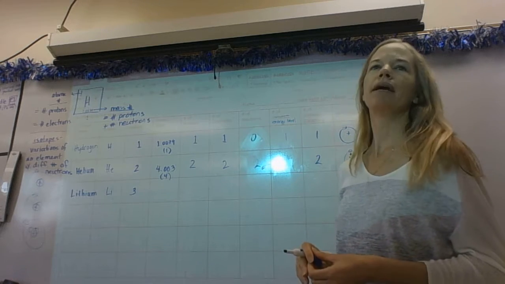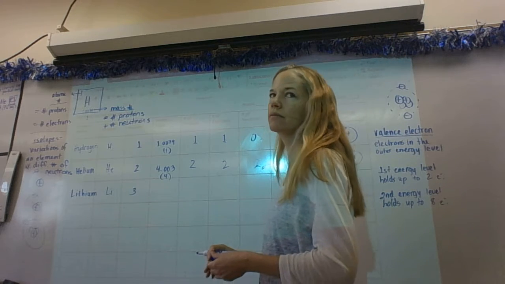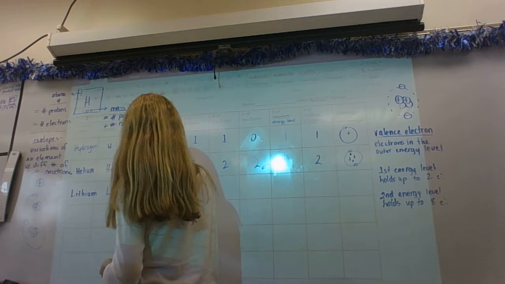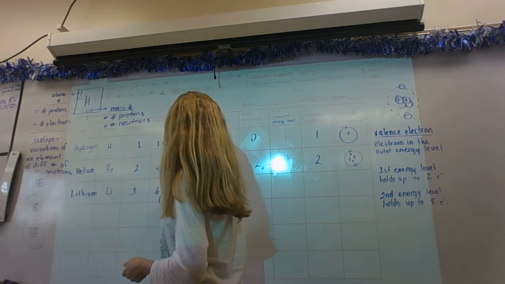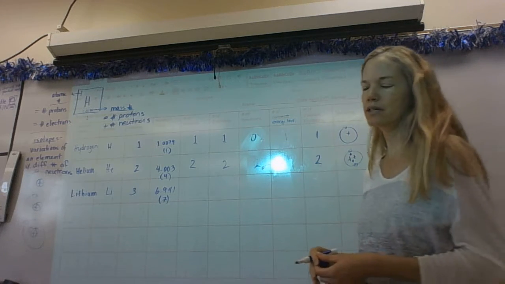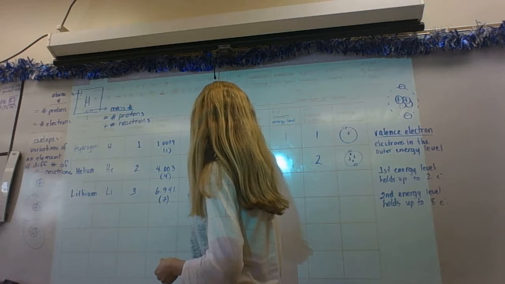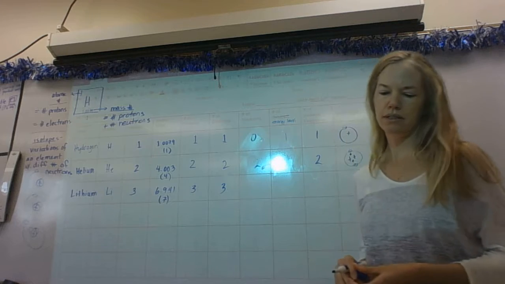What is the atomic mass? Gerdwins. 6.94. Are we going to round that up or down? Up. 7. Okay, and what is the number of protons? Jude, 3. And electrons, Renzo? 3. And what about the number of neutrons, Sierra?